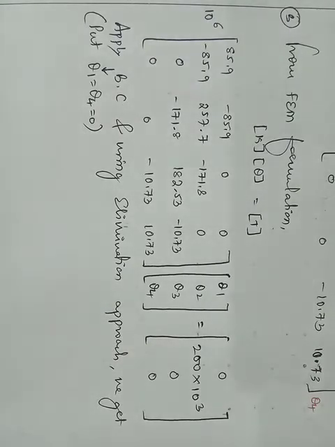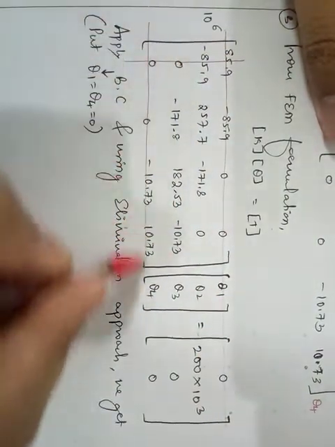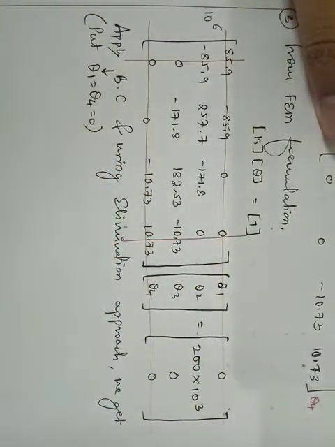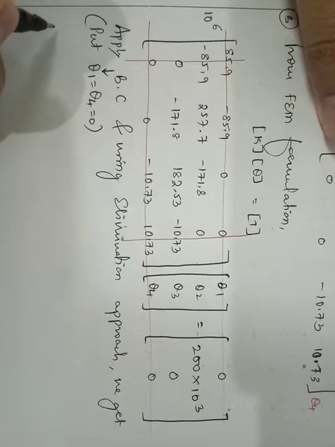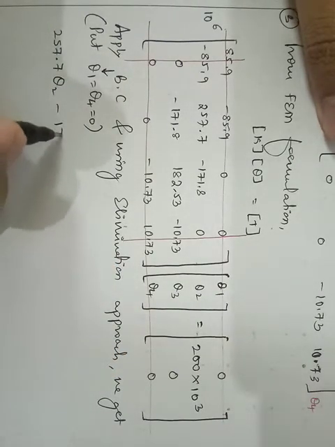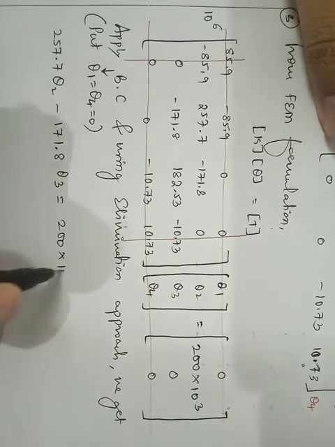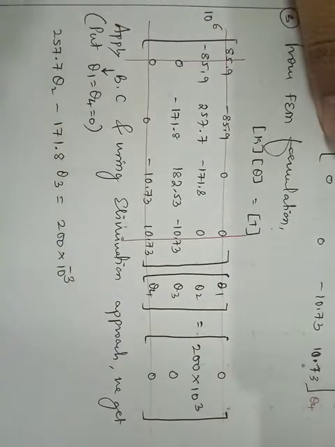Why? Reason being simple, because theta 1 and theta 4 are the extreme nodes where the angle of twist will be 0, because both the ends are fixed. So when theta 1 is 0, I need to strike out the first row and first column, and theta 4 is 0, I need to strike out the fourth row and fourth column. So the remaining, if I multiply, I'll be getting 257.7 into theta 2 minus 171.8 into theta 3 is equal to 200 into 10 raised to 3 minus 3.